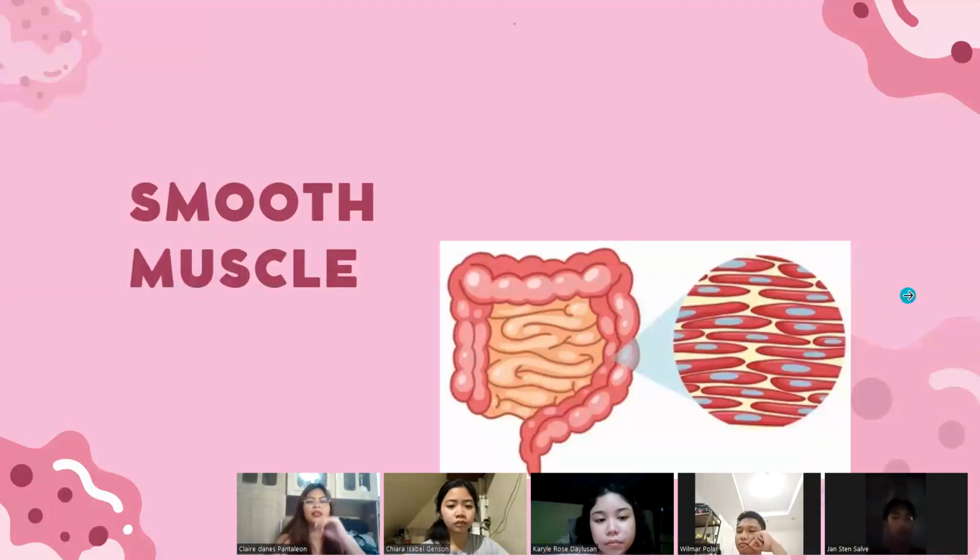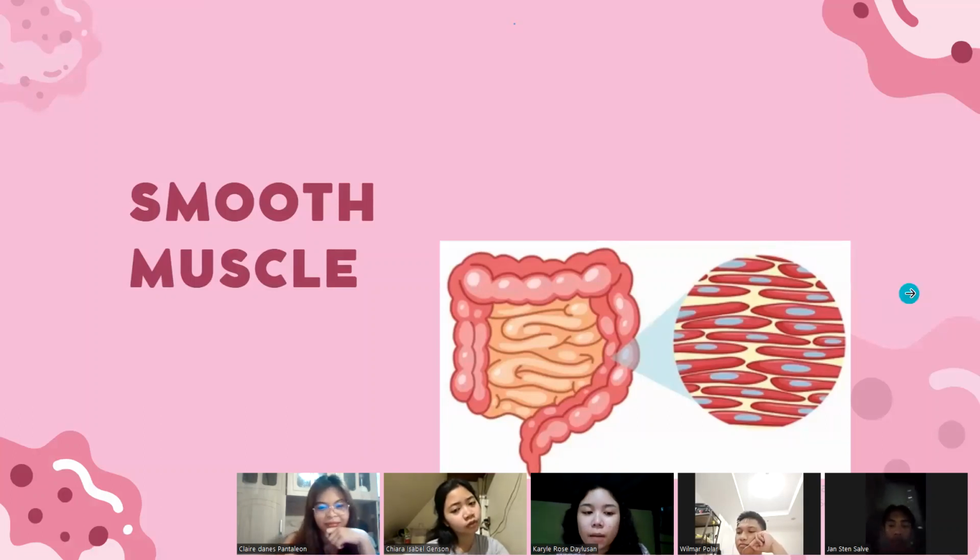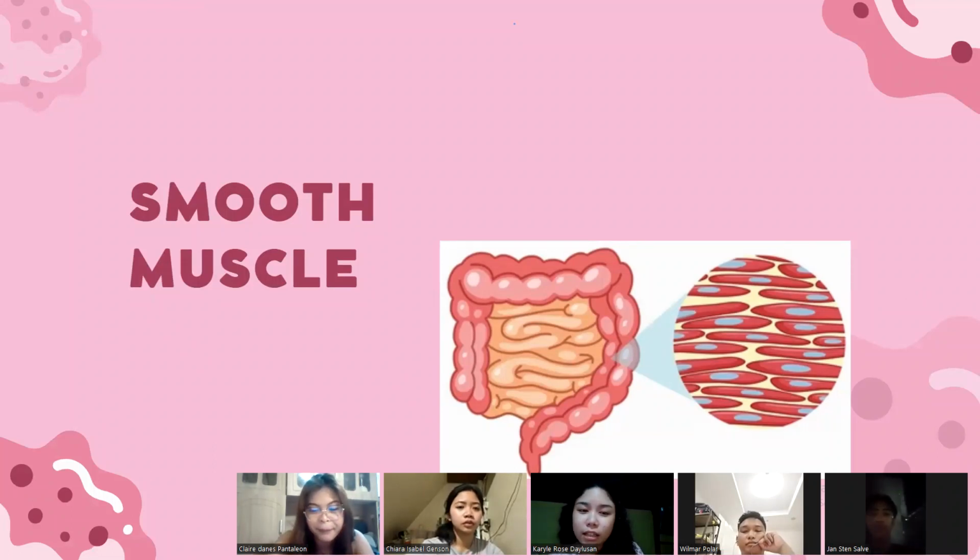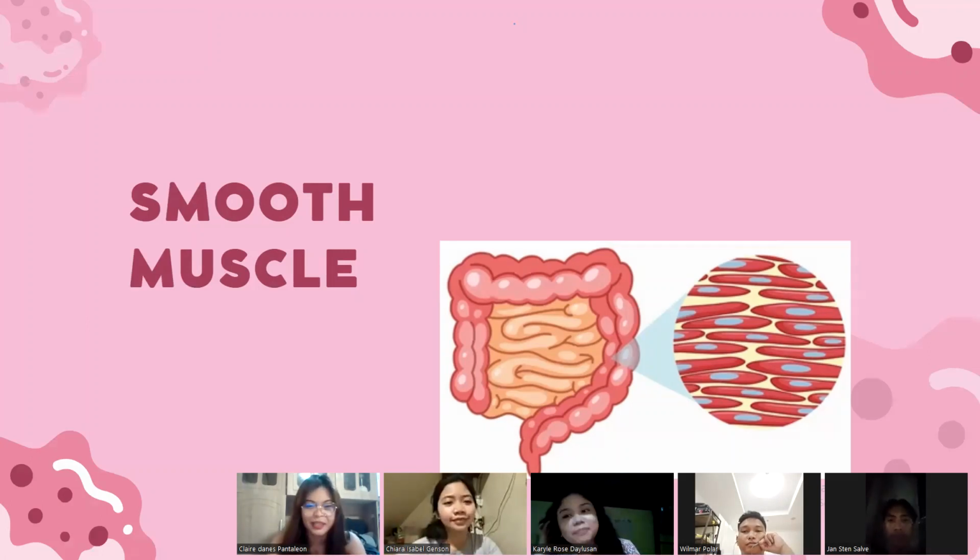Okay, the smooth muscles. Oh no, I forgot about the smooth muscle. Can someone please tell me what the smooth muscle is all about? Smooth muscle lacks striation, and its cell is different from the other. It's fusiform in shape, miss. It doesn't have any striation. Yes, it doesn't have any striations. Yes, Miss Shara? Also, miss, smooth muscle can be found in the intestine or the other organs too. Then it can also be found in the blood vessels. Yes, that is correct.